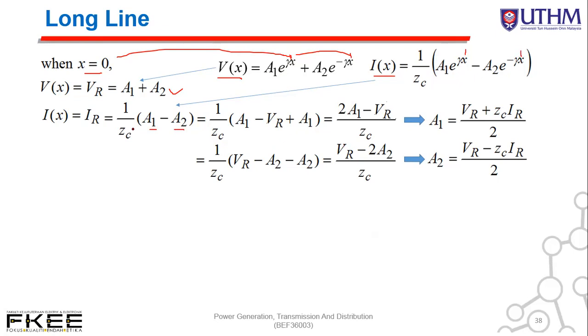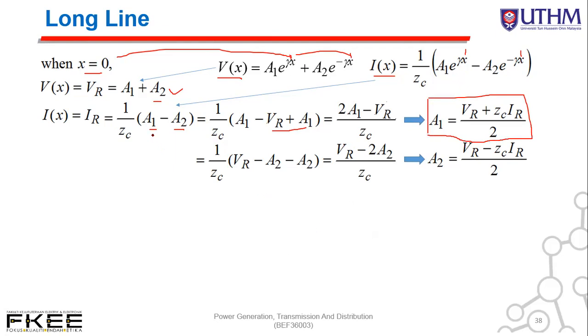Further we simplify: IR equal to 1 over Zc times (A1 minus A2). A2 is nothing but VR minus A1, so we replace A2 by VR minus A1. So we got 1 over Zc times (A1 minus VR plus A1). Further simplifying, we got (2A1 minus VR) over Zc. So now we got A1 equal to (VR plus Zc IR) over 2.